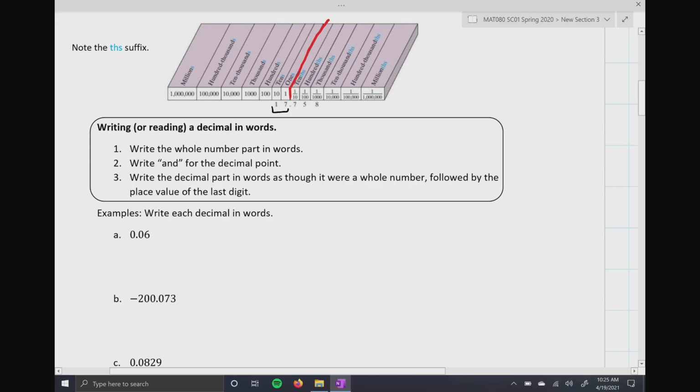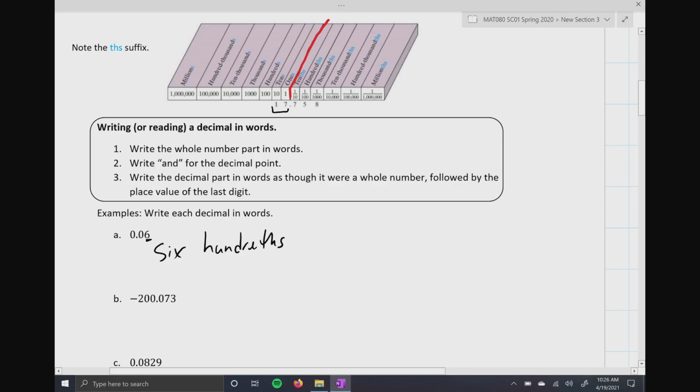So for 0.06, the way that we write this and read it is you write the whole number part in words. Well, we don't have a whole number here, so you wouldn't write anything. And since we don't have a whole number, we don't have to worry about the word and. So we go directly into step 3, which is we're going to write 6 as if it was a whole number. But then the 6 is actually in the hundredths position. So you would just write 6 hundredths. And that's the first one. Okay? Are there any questions there?